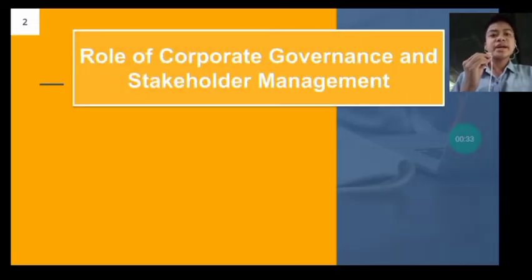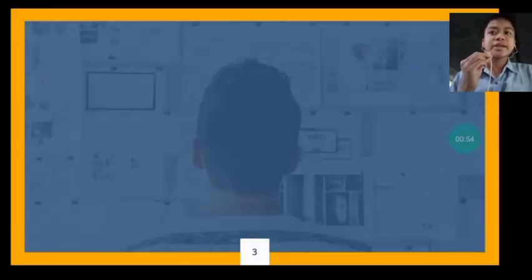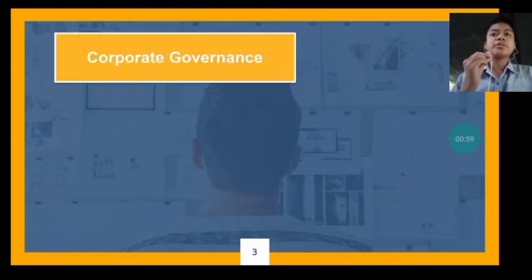So first, we have the role of corporate governance and stakeholder management. In this topic, we will answer the question, how does corporate governance and stakeholder management affect the strategic management? Not just the strategic management, but the whole corporation. So to answer that question, let us first define what is corporate governance.